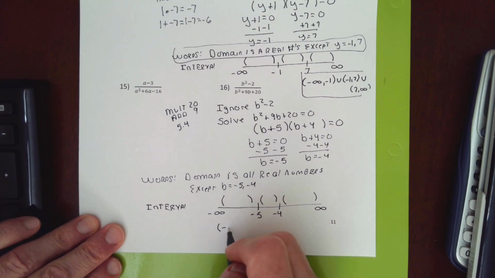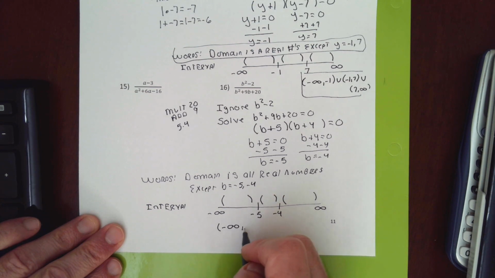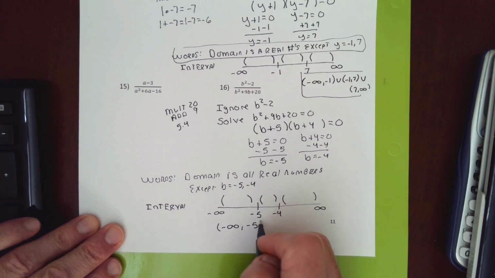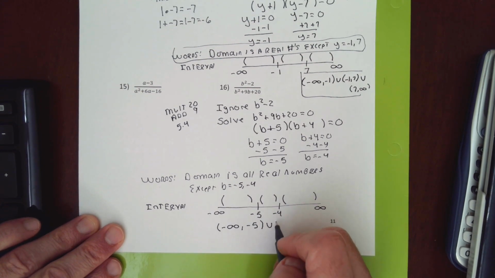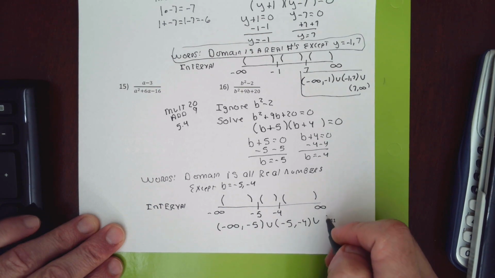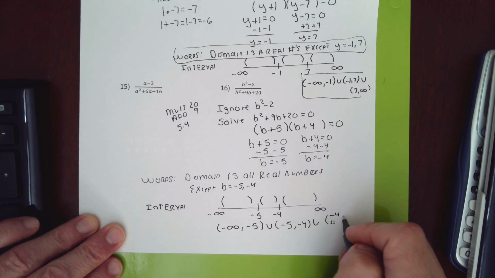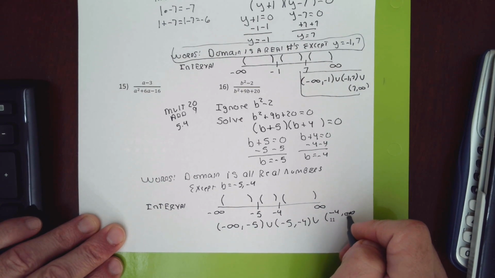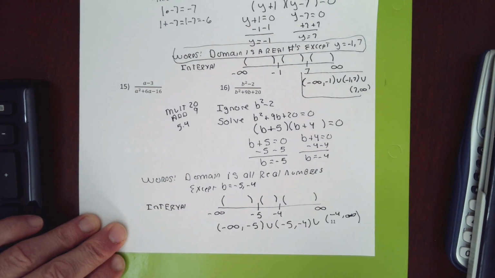So here, my interval domain is going to be negative infinity to negative 5, double round parentheses, negative 5 to negative 4 as an interval, double round parentheses, union negative 4 to infinity, double round parentheses.